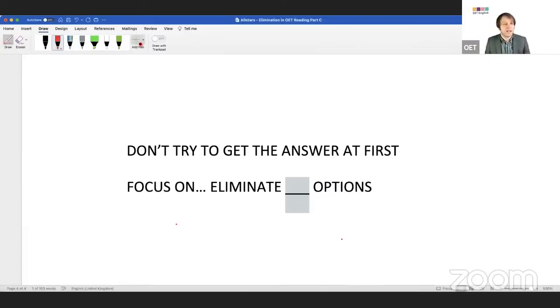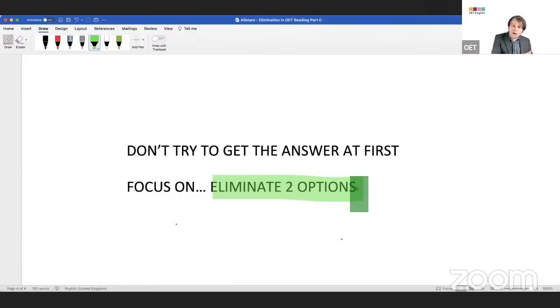But the answer, of course, guys, is 2 options, all right? We're going to eliminate 2 options. Okay, that's what you do at first. Then you can think, oh, is it this one or is it this one? Read again a little bit. But this is really the key point. This will give you a 50-50 chance.